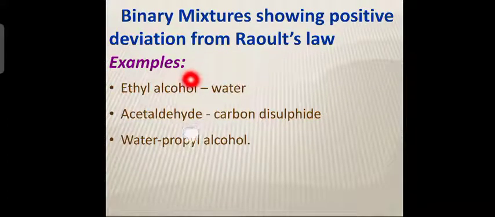Next slide. Binary mixtures showing positive deviation from Raoult's law. Which are the examples? Ethyl alcohol and water. When you mix ethyl alcohol and water, they show positive deviation from Raoult's law. Similarly, acetaldehyde and carbon disulfide, this mixture also gives positive deviation. And then water and propyl alcohol, this mixture also gives positive deviation from Raoult's law.